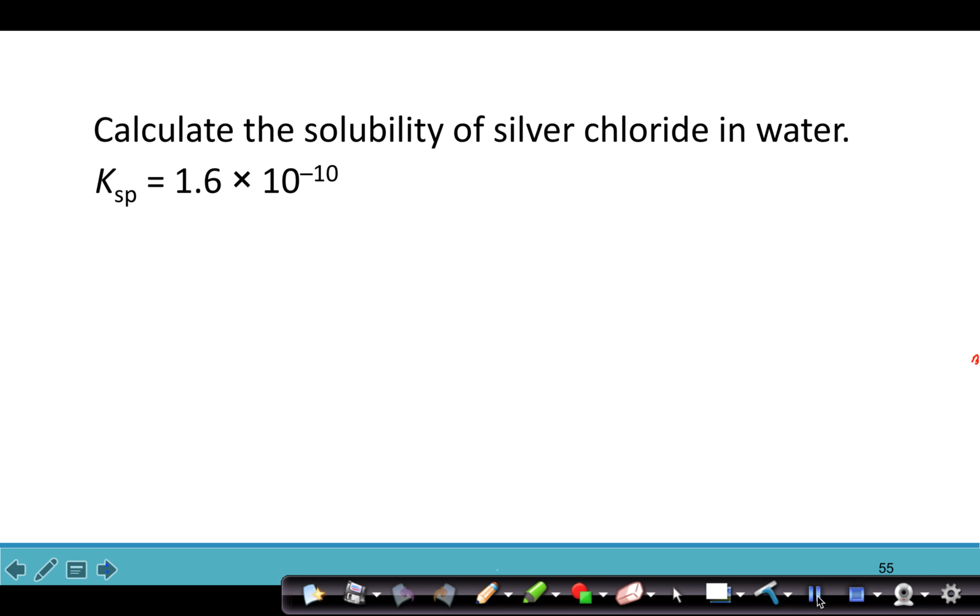If we want to do another example, for example, they might say to calculate the solubility of silver chloride in water and give you a Ksp. So again, we'd need to start from the beginning here.